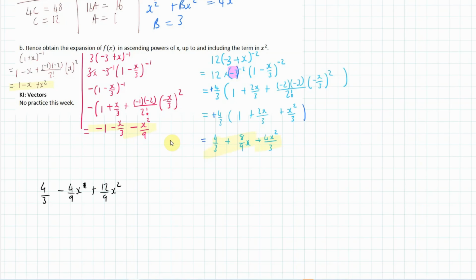Oh, sorry, that one is x. Okay, now I guess we can simplify that. So that's 4 thirds minus 4/9 x, and then plus 4 thirds x squared. And that will be our final answer for this one.